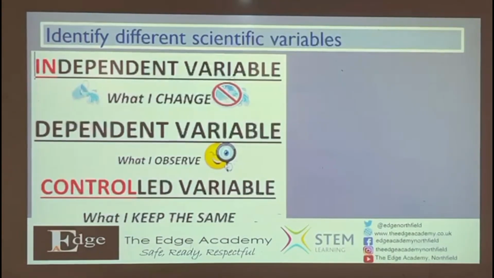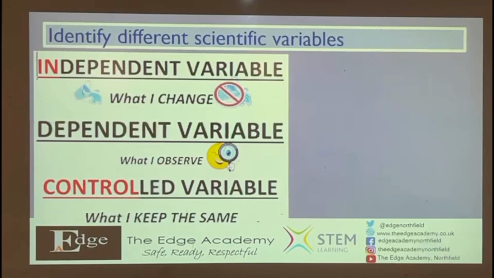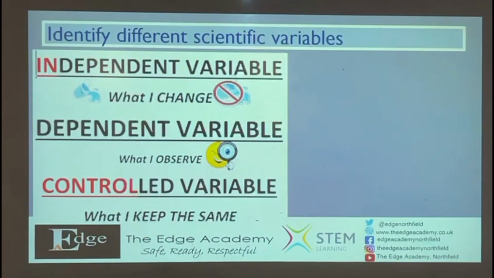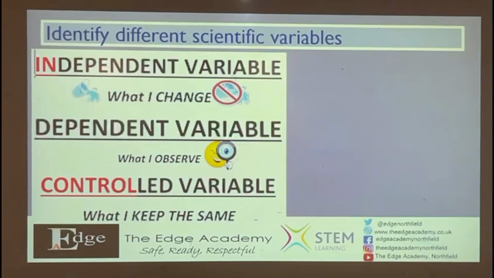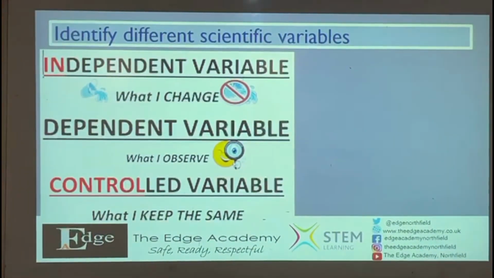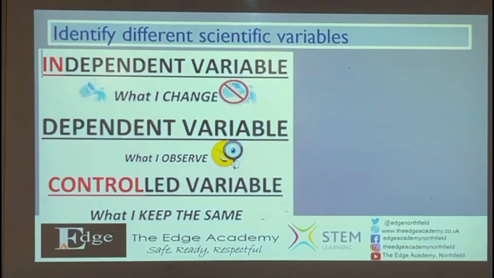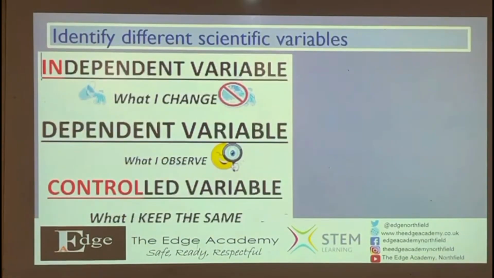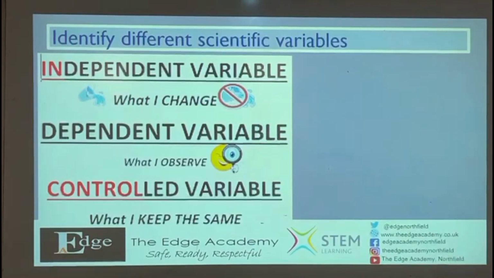The final thing I'd like you to look at is to identify different scientific variables. Here we have 3 scientific variables. The independent variable is what you change as the scientist. The dependent variable is what you observe, so the changes that happen, and the controlled variable is what you keep the same. So to do this final learning objective, I'm going to set you a challenge.